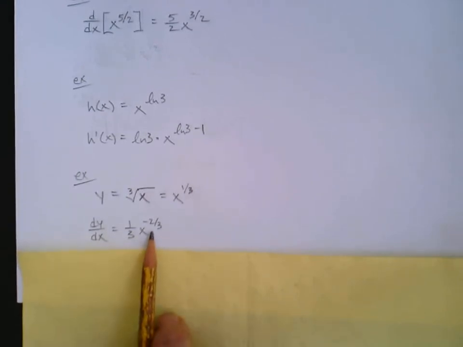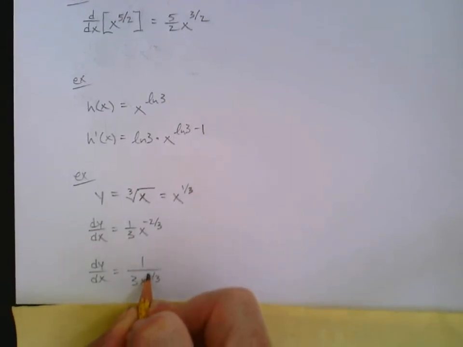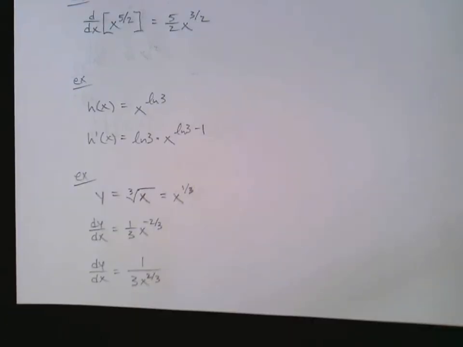Now, if you prefer to not answer this with a negative exponent, you could also tuck that down into the denominator: 1 over 3 x to the positive 2/3. Either way is fine. Actually, we kind of lean towards negative exponents when we do derivatives just because we're going to see them so often. But that works well either way. Okay, very cool, very cool.